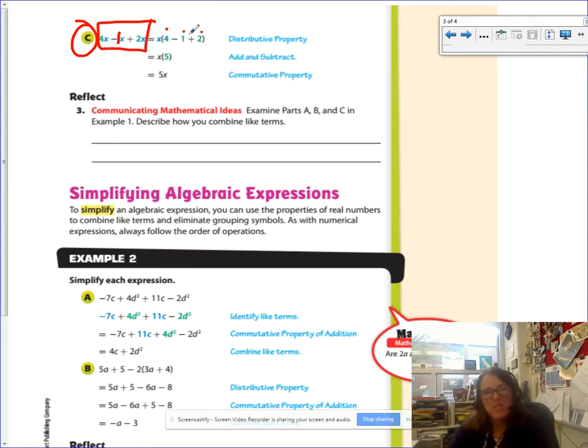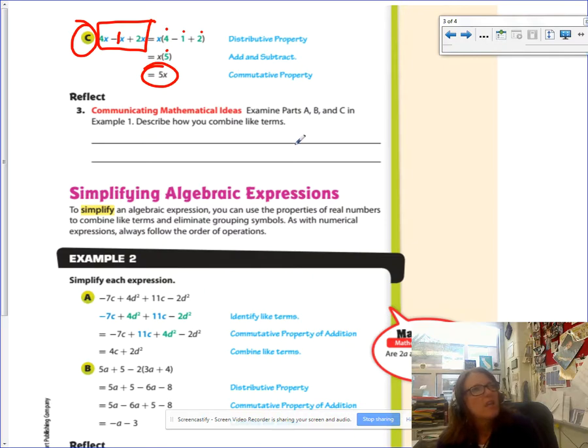So you're kind of pulling that x out of the way and undoing the distributive property and simplifying those coefficients to be 5. And then you have x times 5 or 5x. Usually we put the constant or the number part, the coefficient, in front.